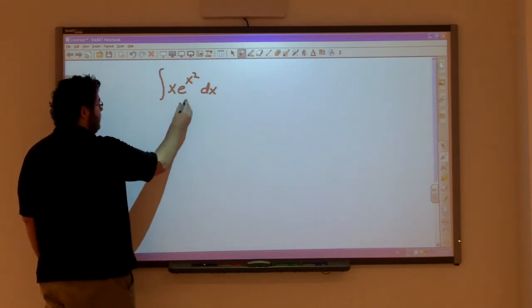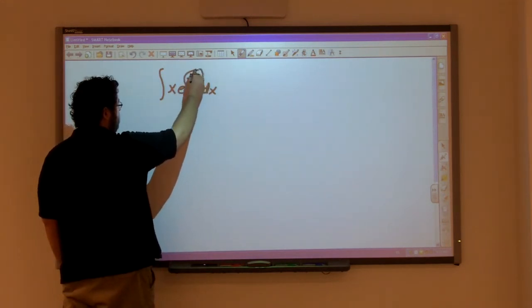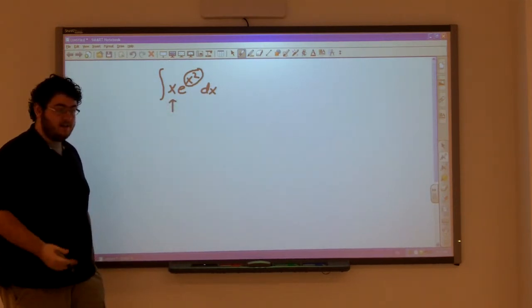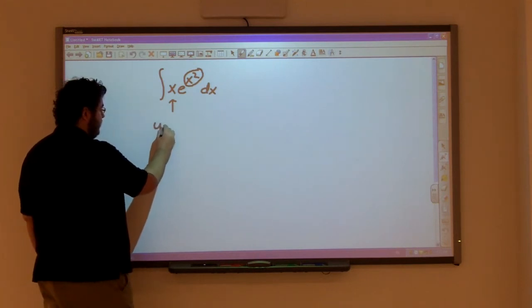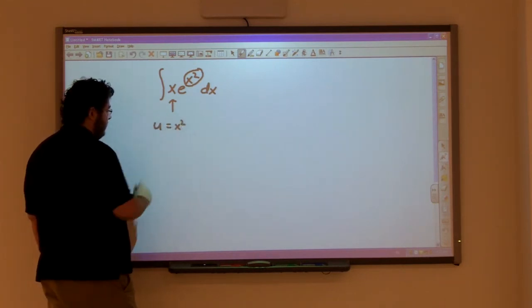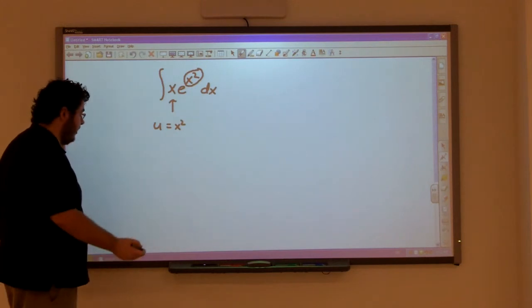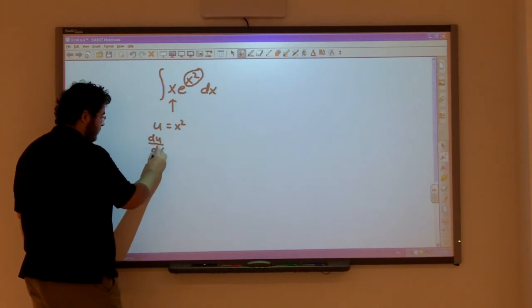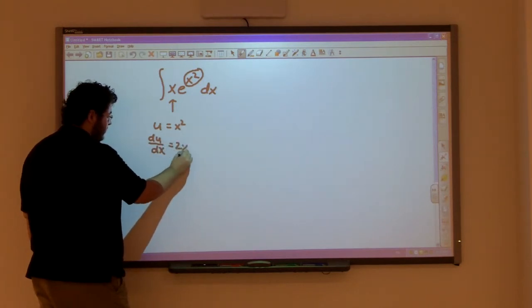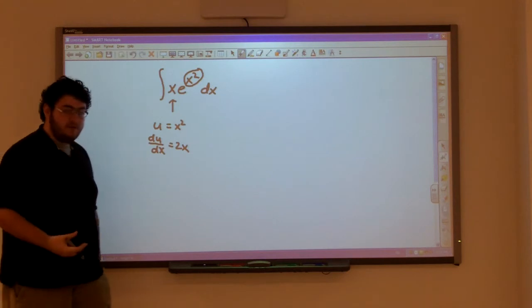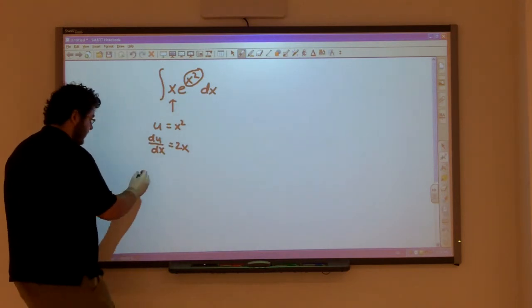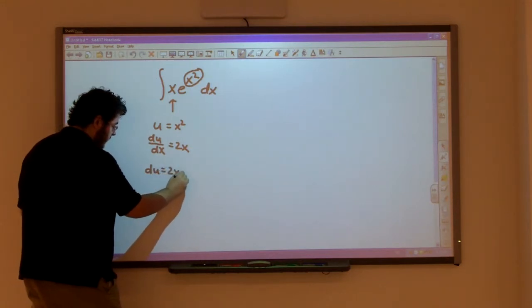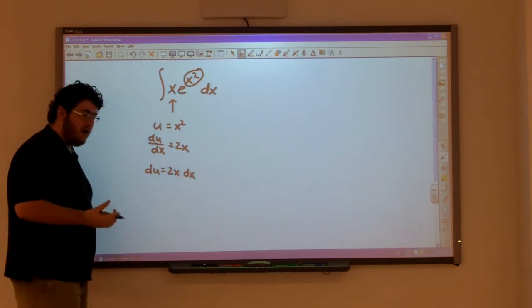Well, we have a function here, x squared, that kind of looks like its derivative right there, just off by a constant. So let's call this function u. Okay? Well, this doesn't look helpful, but if we look at the derivative of u, that's 2x. Well, what we can do is use our chain rule again here. We can say that du is 2x dx. Now, why should that be true?